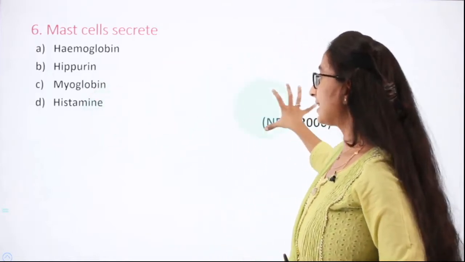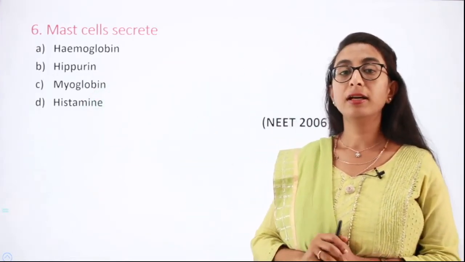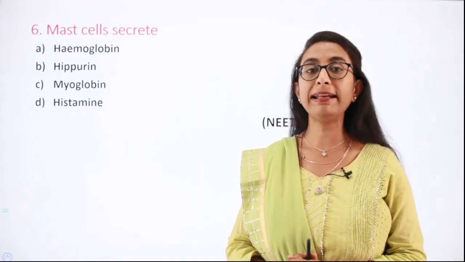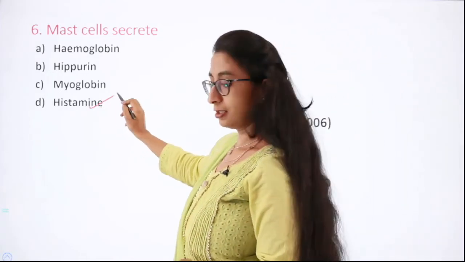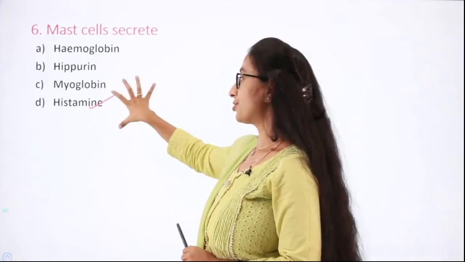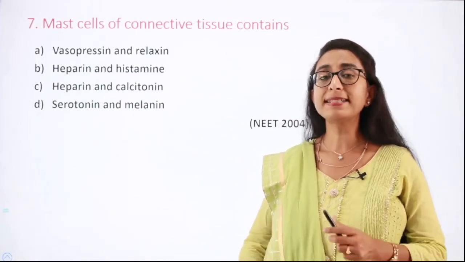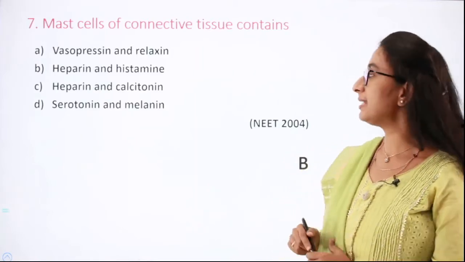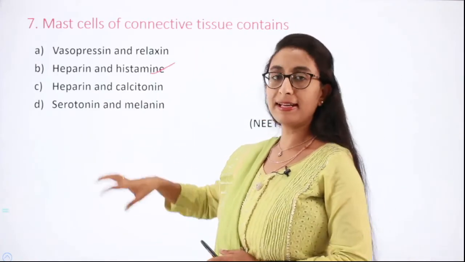The mast cells. So mast cells are an important cell in the immune system. They secrete histamine and heparin. So histamine is here. So D is the right answer option. Mast cells of connective tissue contain histamine and heparin. So B is the right answer option.